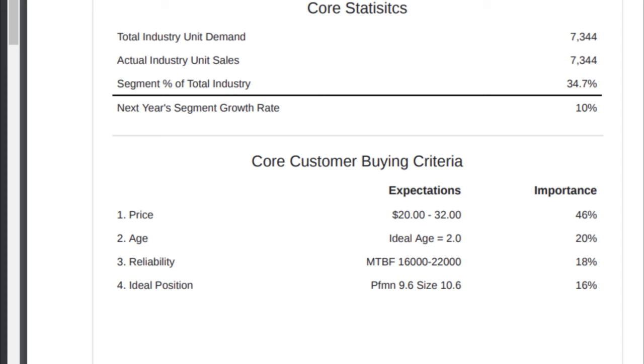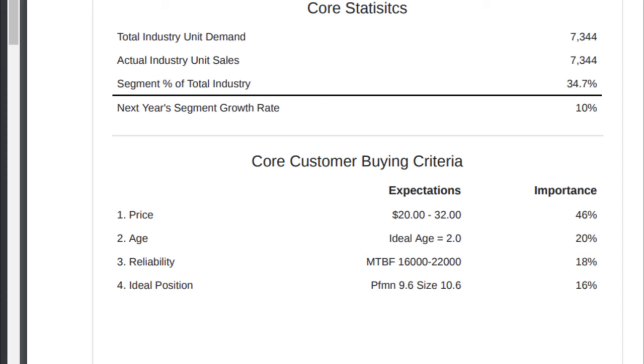The third item is reliability, of between 16,000 and 22,000. This is 18% important, and so ensure that you give the maximum. This is based on the strategy that you are using. If you'll be using the strategy that is similar to us, which is broad differentiation, then you'll give the maximum.